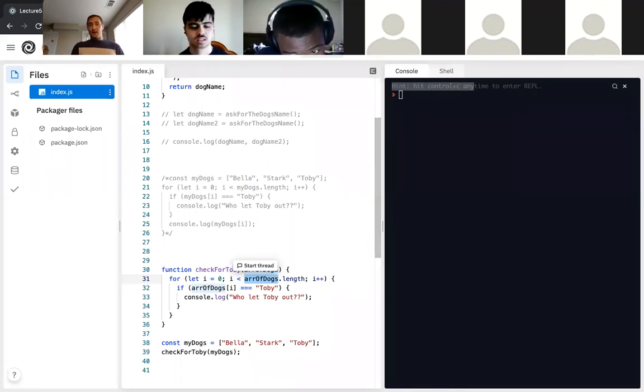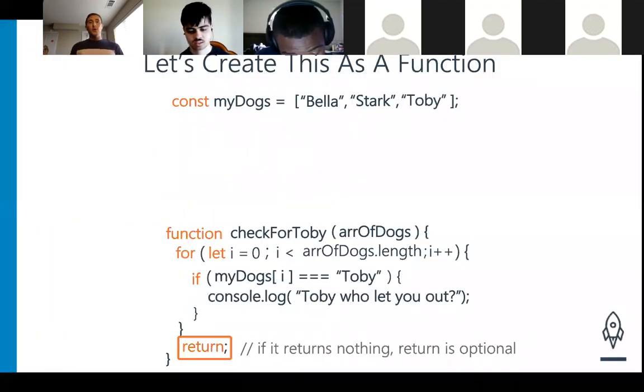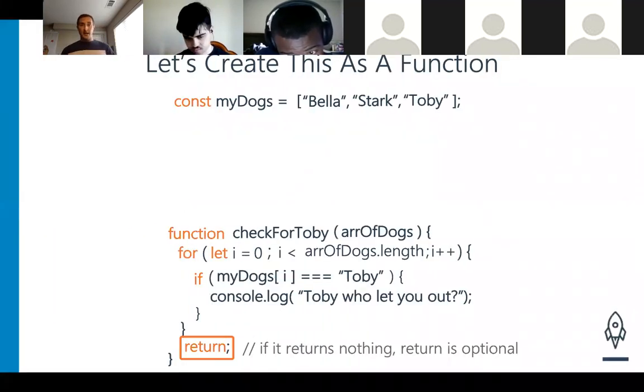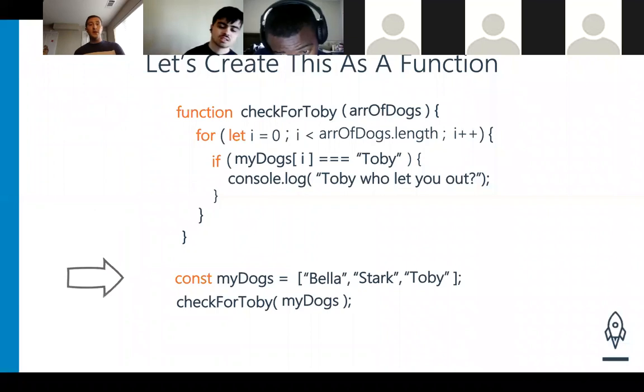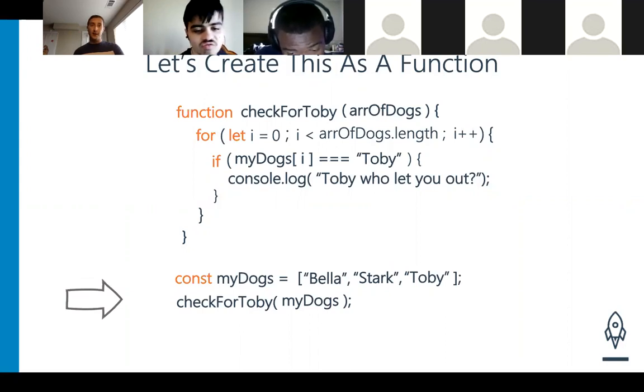Now, I know this is, again, a little bit, so let's go ahead and go through what the computer is actually thinking for this one. We're going to start here with check for Toby and this code. Again, we're going to build this function. It's not going to do anything because we didn't ask it to run it, so it's just going to build it. It's going to create it. And we're going to come down here to my dogs, Bella, Stark, and Toby. It's going to create that array, come down here to check for Toby.